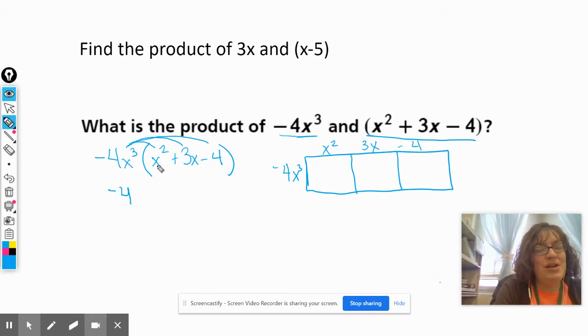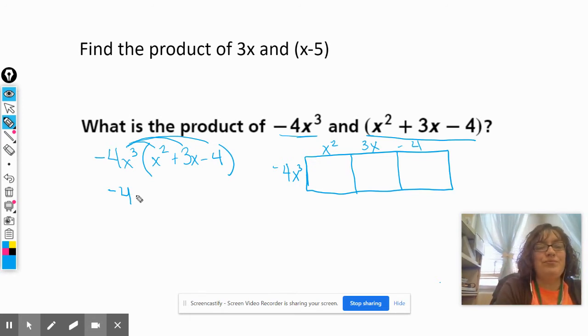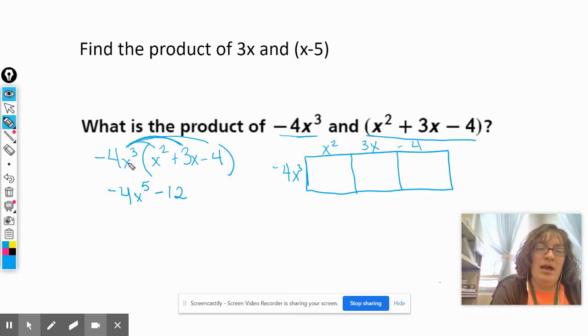And then x to the third and x to the second. Remember, when we multiply those bases, we add the exponents. So it becomes x to the fifth power. And then when I take that negative 4x to the third times 3x, negative 4 times 3 is negative 12. And then x to the third with another x becomes x to the fourth.